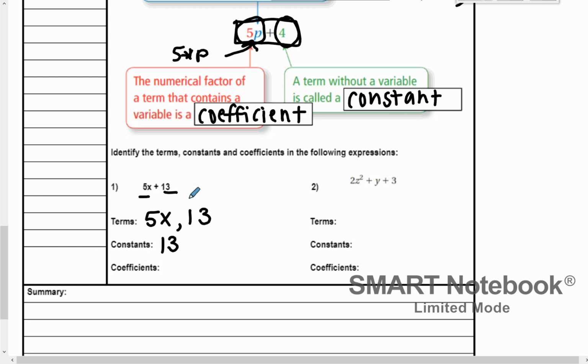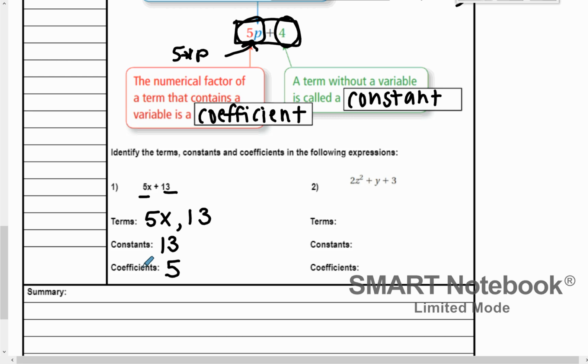Coefficients. Coefficients are the numbers in front of letters. Okay, the number in front of this letter, x, is a 5. So the coefficient is 5. So the parts are terms, 5x and 13. Constant doesn't have a letter, 13, and then coefficients are the numbers in front of letters, which is 5. Since 13 does not have a letter, it is not a coefficient.